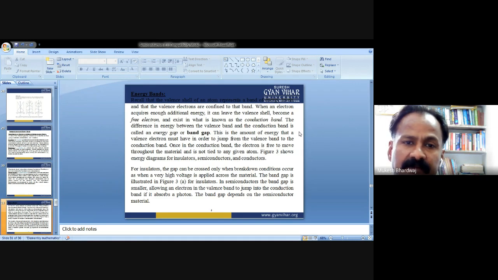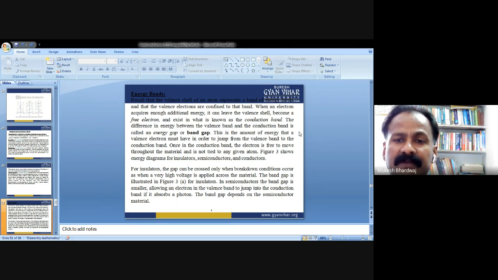Now, energy band. Recall that the valence shell of an atom represents a band of energy levels, and that the valence electrons are confined to that band. When an electron acquires enough additional energy, it can leave the valence shell, become a free electron, and exist in what is known as the conduction band. The difference in energy between the valence band and the conduction band is called the energy gap or band gap.